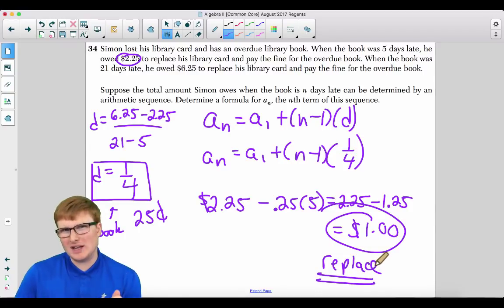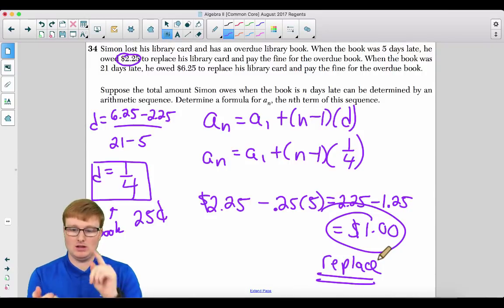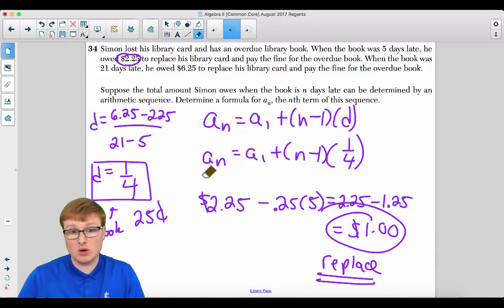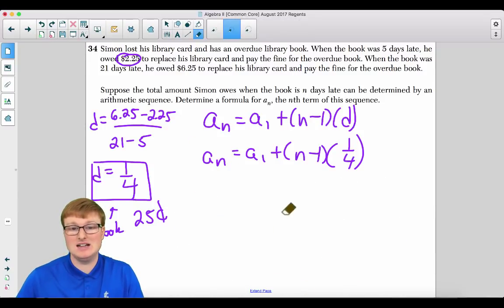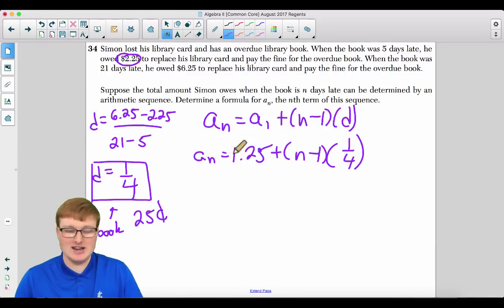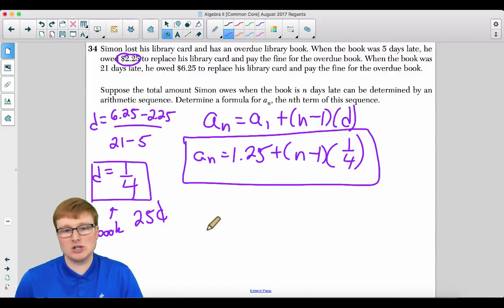So what is a sub 1 now? Think about it. A sub 1 is the first term on the first day that the book was late. Well, they charge you 25 cents for the late book, and they charge you $1 to replace your card that you lost. So a sub 1 is actually going to be $1.25. And that, ladies and gentlemen, is how you set it up. That was the tricky part of that question, not gonna lie. So this is actually your answer. A sub n is equal to 1.25 plus n minus 1 times a fourth.